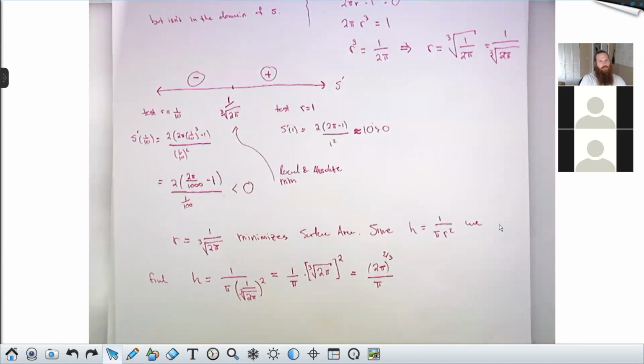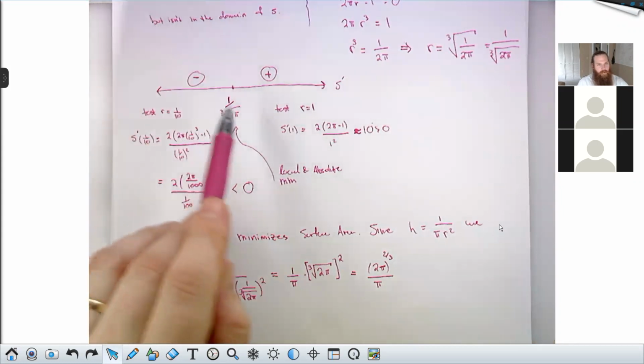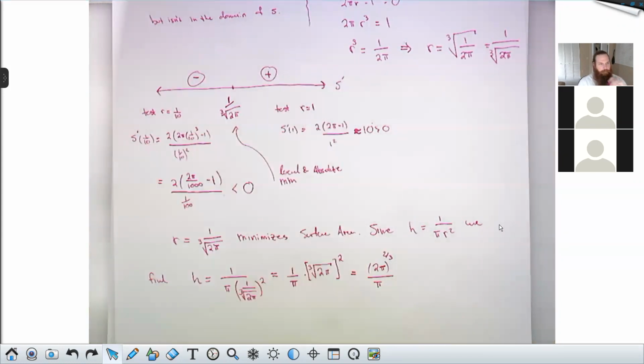We know that this is an absolute minimum because the function is decreasing everywhere to the left and increasing everywhere to the right. In other words, it only has one turning point. If you're decreasing everywhere, then increasing everywhere, and you never turn around again anywhere else, it's not possible for you to have any other minima.